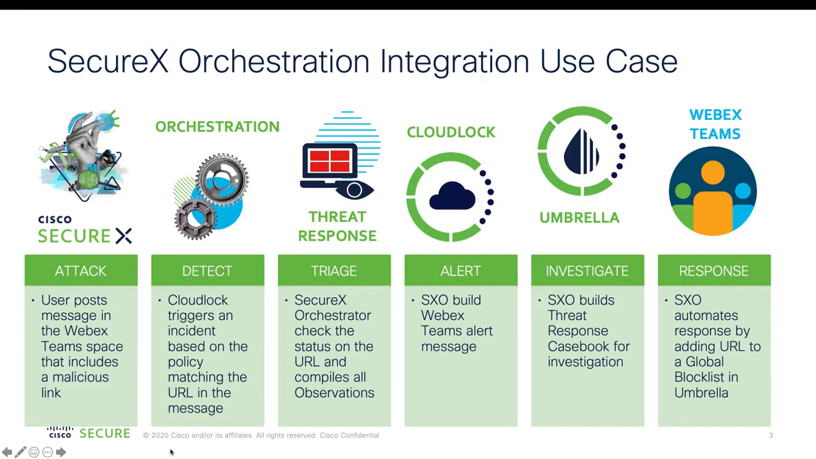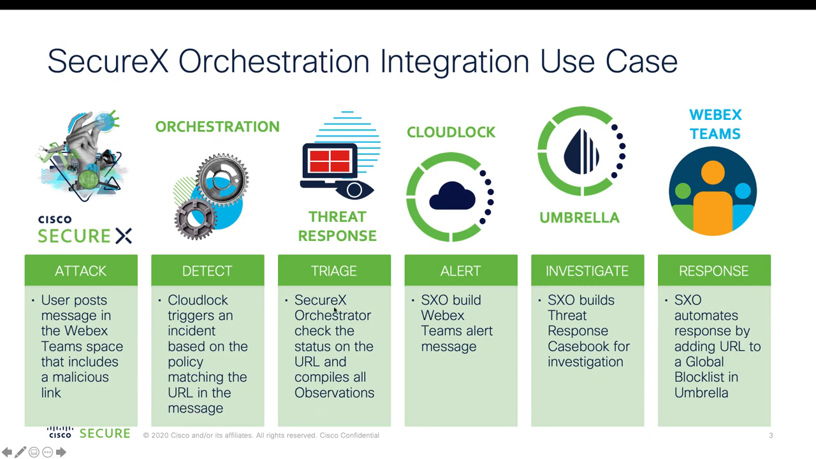So in this demo, the flow that we are looking at is the user is sharing a URL in the Webex Teams space. The URL is malicious and the user doesn't know about it. Then integration with Cloudlock, which is our data loss prevention solution, kicks in, where Cloudlock policy checks all the messages that include URL using a regular expression, and we extract that URL from the message and we create an incident.